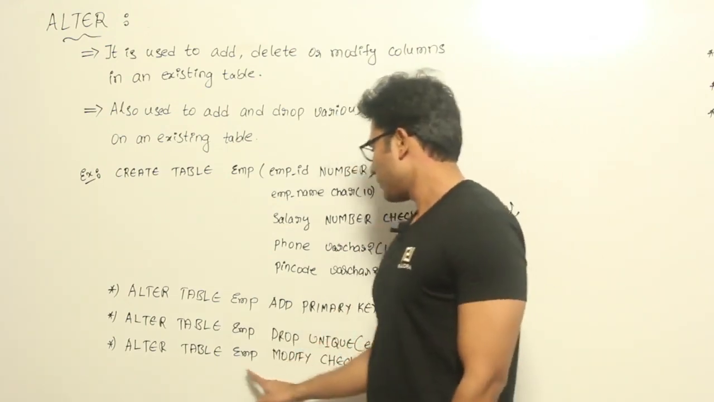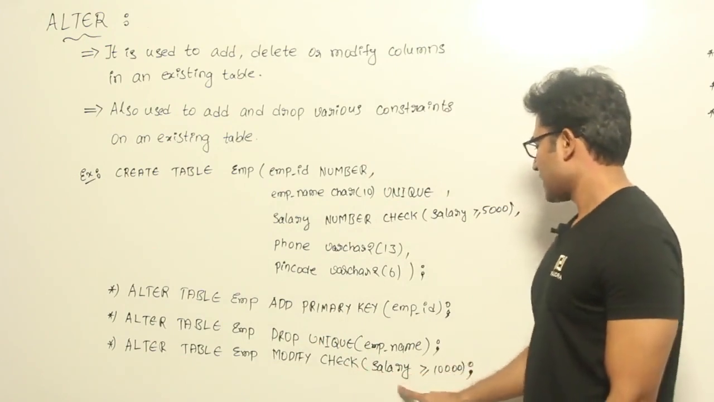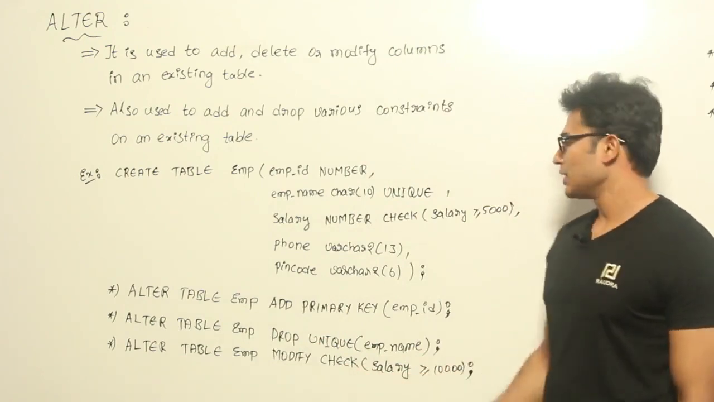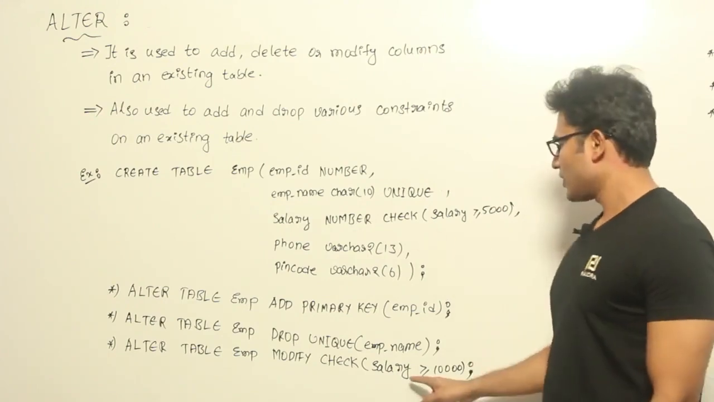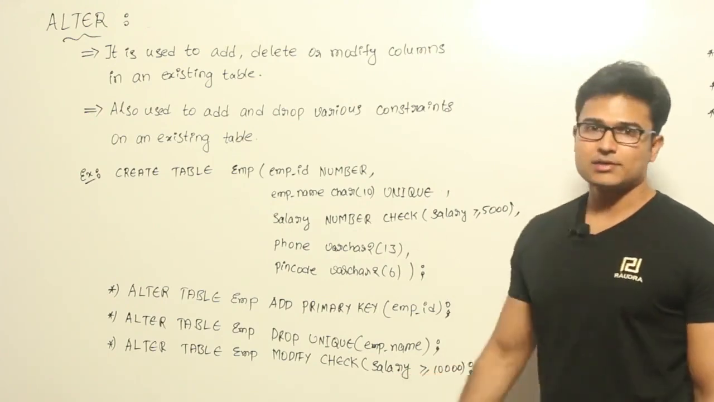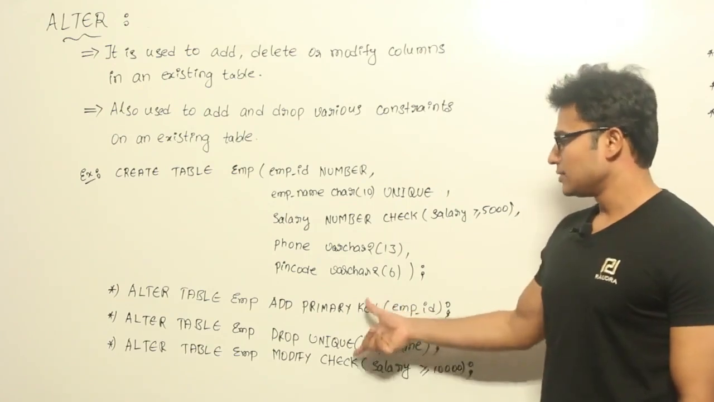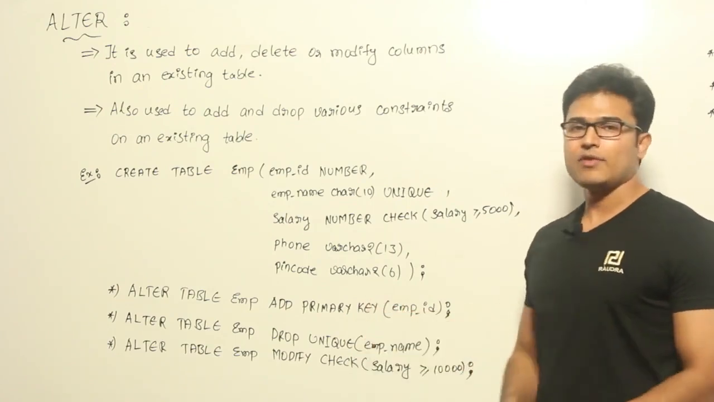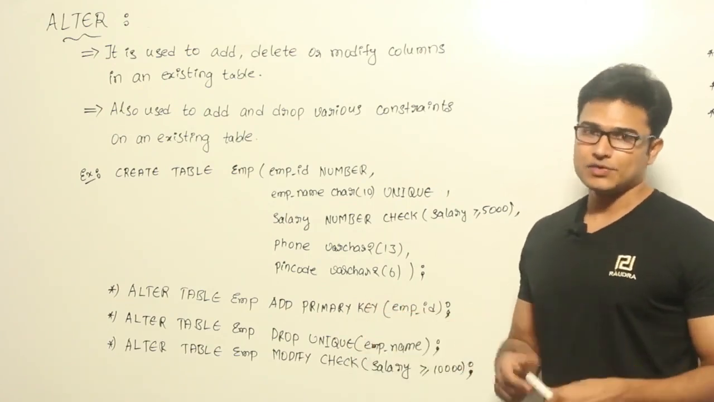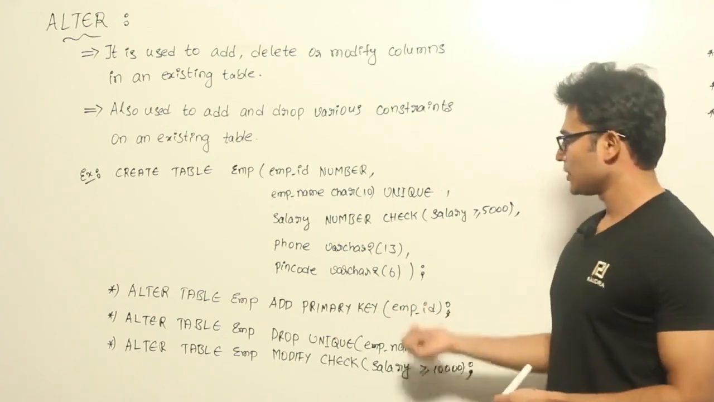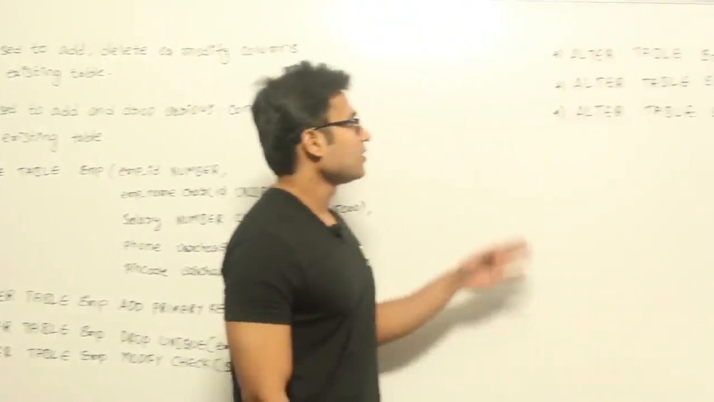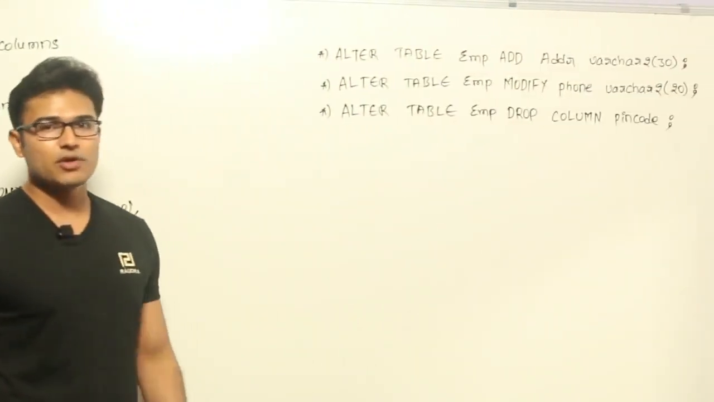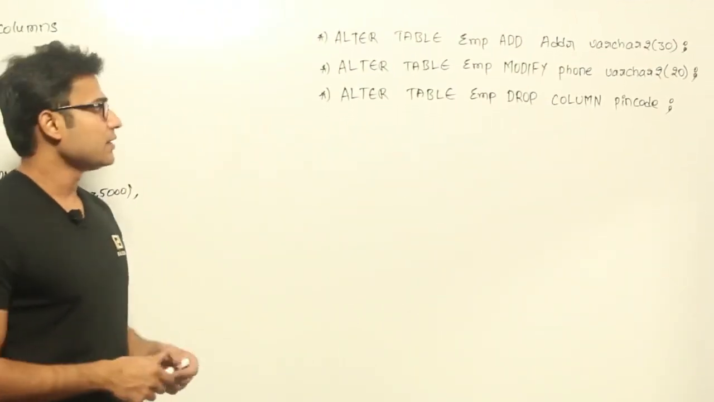Now alter table employee, modify check salary is greater than or equal to 10,000. Earlier you had given that salary has to be at least 5,000. Now you have modified it so that salary has to be at least 10,000. So these three are examples in which you have added a constraint, dropped a constraint, or modified a constraint. Now you can do the same with the attributes as well. If you want to add or delete, you can do it.